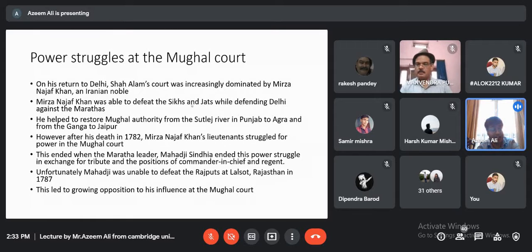But unfortunately, Mahaji was unable to defeat the Rajputs at Lalsot, Rajasthan, in 1787, and this led to growing opposition to his influence at the Mughal court.